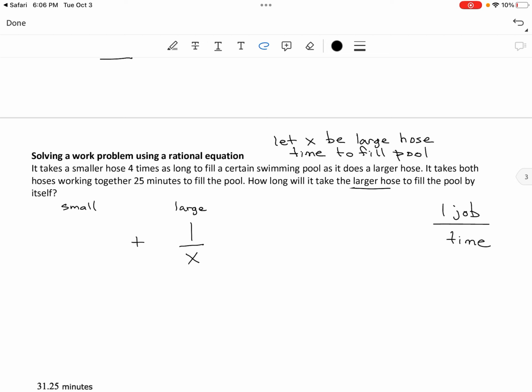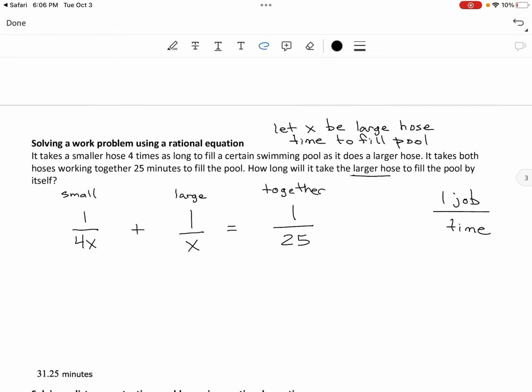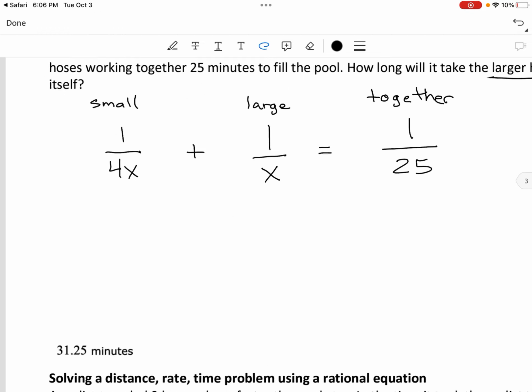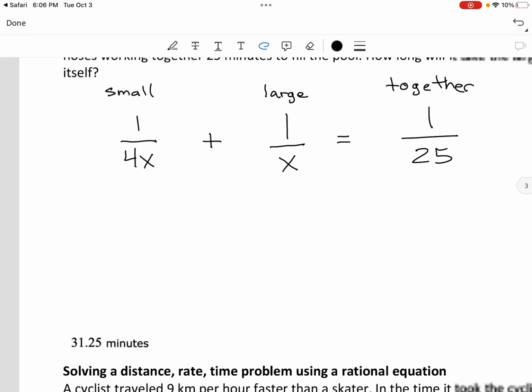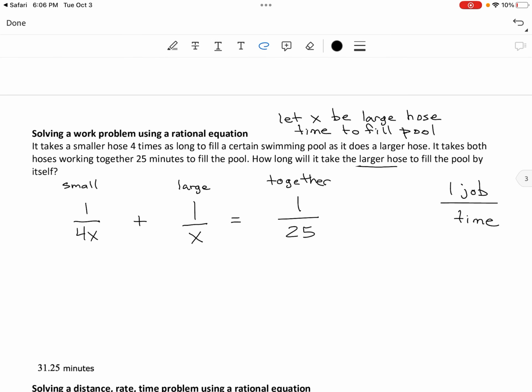Now, for the small hose, it can do the one job, but it takes 4 times longer to be able to do it. Now, if you add their effort together, right, we're told that they can do the job together, the one job together in 25 minutes. And now this is what we need to solve. Now I do have down here that it should come out to be 31.25 minutes.